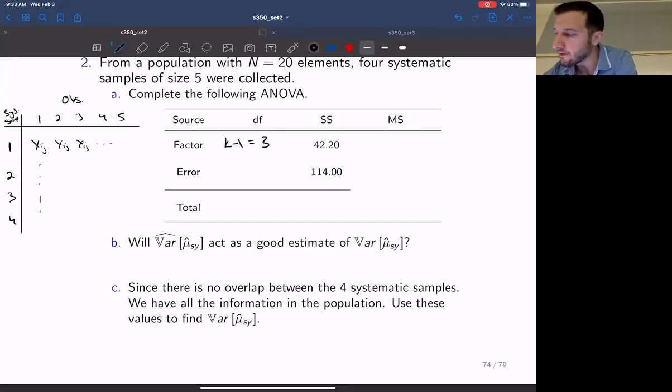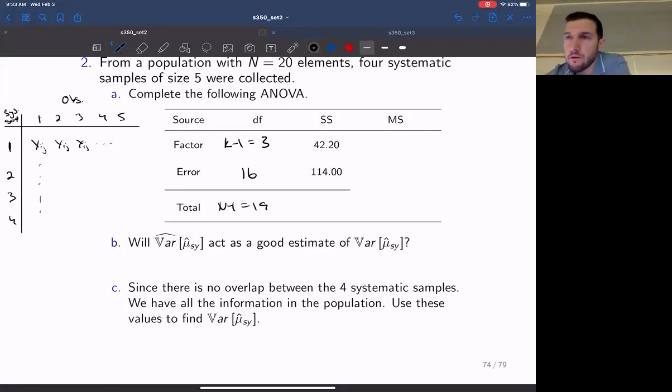The next logical thing to do would be to find the DF for the total. So the DF for the total is actually going to be the population size in this case, minus 1. So we're going to have here capital N minus 1, which is equal to 19. Right, and then our error DF will be the difference between them, which is 16. And this would be the same thing as capital N minus K, which is 20 minus 4, which is 16.